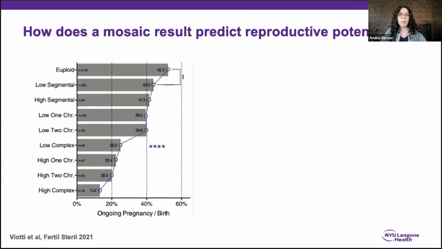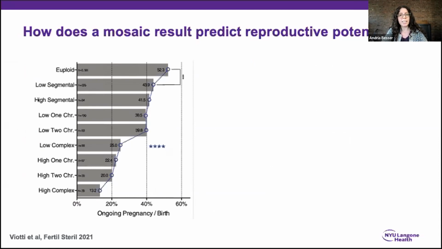So next we broke down all of the different types of mosaics. The segmental mosaics performed the best, although still significantly lower than euploids. This graph here is looking specifically at ongoing pregnancy and live birth rates, and you can see that euploids had the highest pregnancy rates. Next were the segmental mosaics, so again, those deletions and duplications, and those were found to be significantly different from euploids.